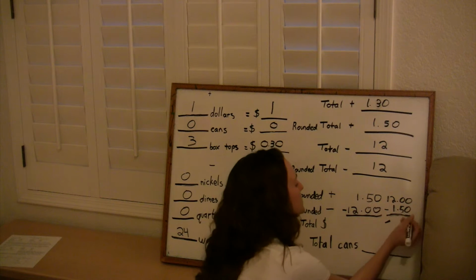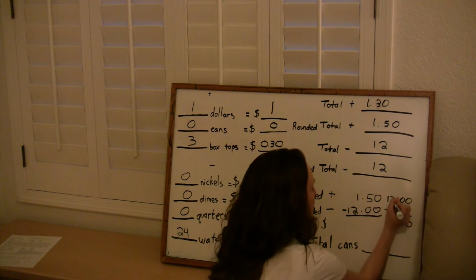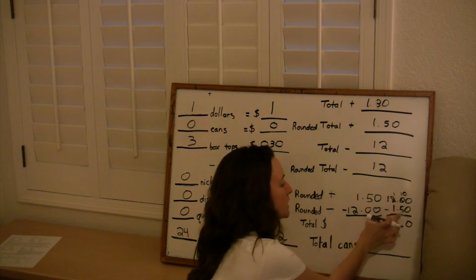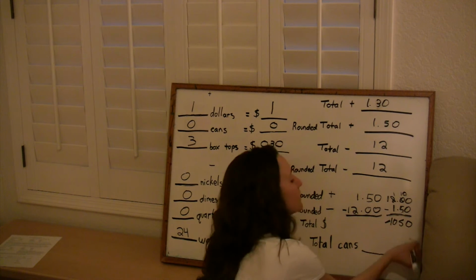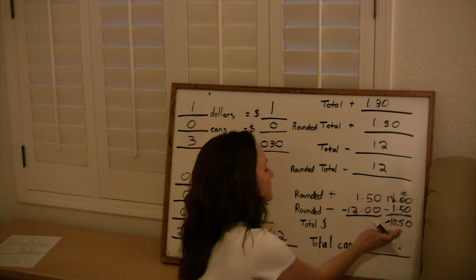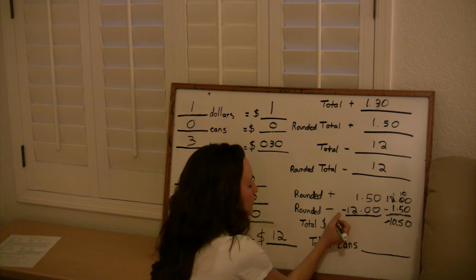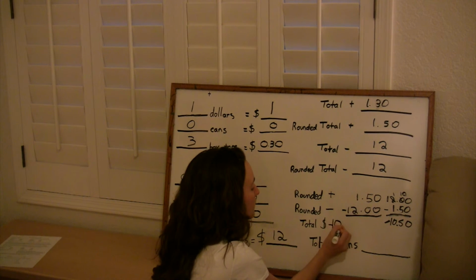So, 0 minus 0 is 0. And then you can't take 5 from 0, so we're going to have to move that over. So 10 minus 5 is 5. 1 minus 1 is 0, and 1 minus 1 is 1. And then our decimal point, 2. So our total for money would be $10.50.